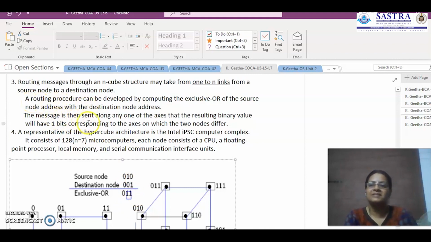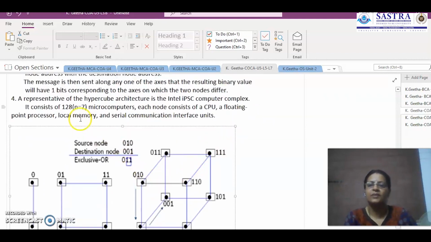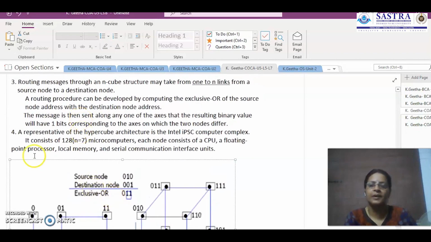The message is then sent along any one of the axes of the resulting binary value, which will have 1 bit corresponding to the axis on which the two nodes differ. So corresponding to the axis on which 1 bit differs, the same thing has been occupied here. A representative of a hypercube architecture is the Intel iPSC computer complex.